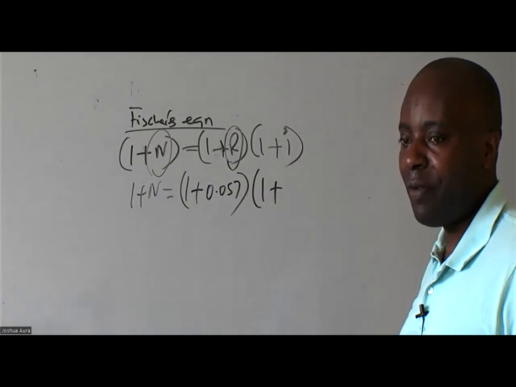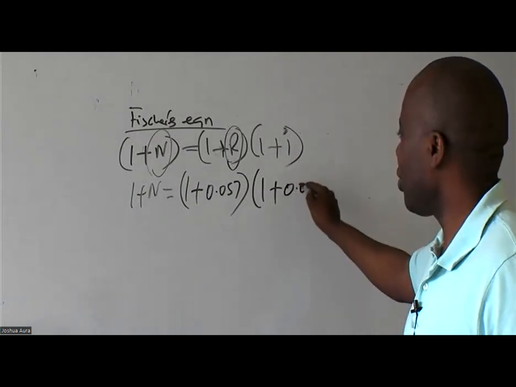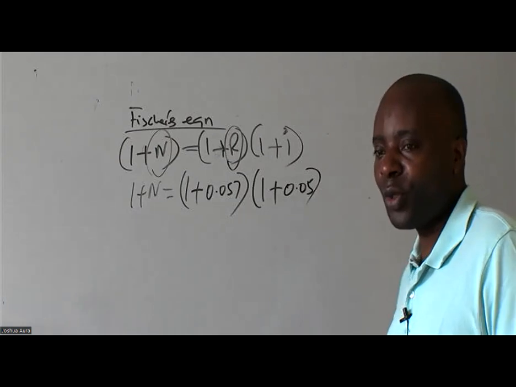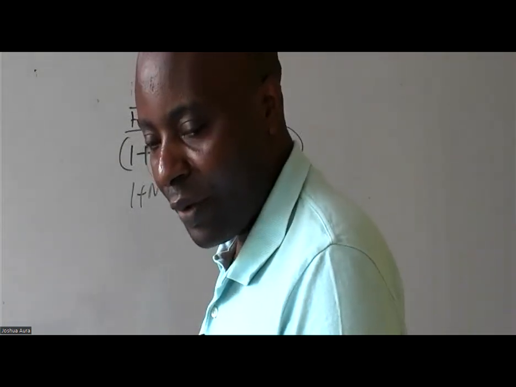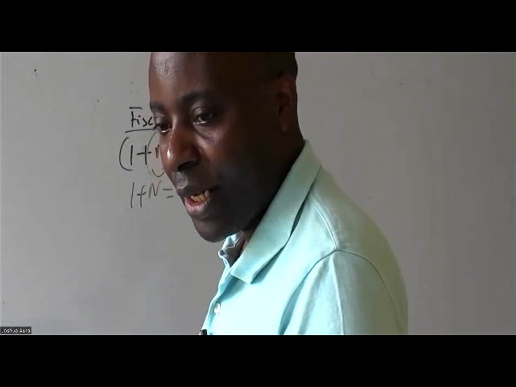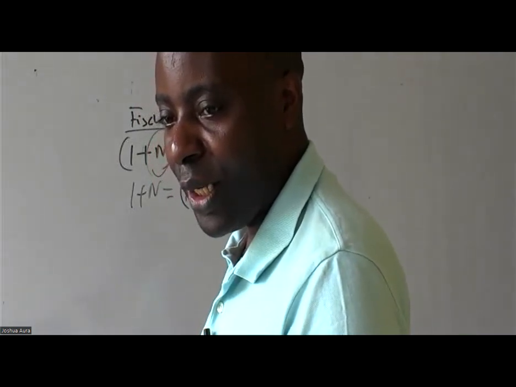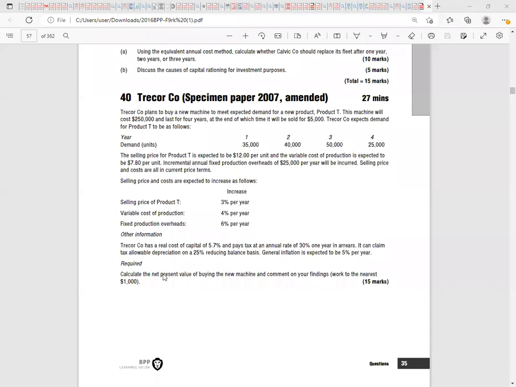General inflation meaning 5%, which is 0.05. Remember, they have given us the real inflation here. Real inflation, they've said it's this one here. Not real, but general. General inflation is 5%. Real cost of capital is 5.7%, which is the same as 0.057.